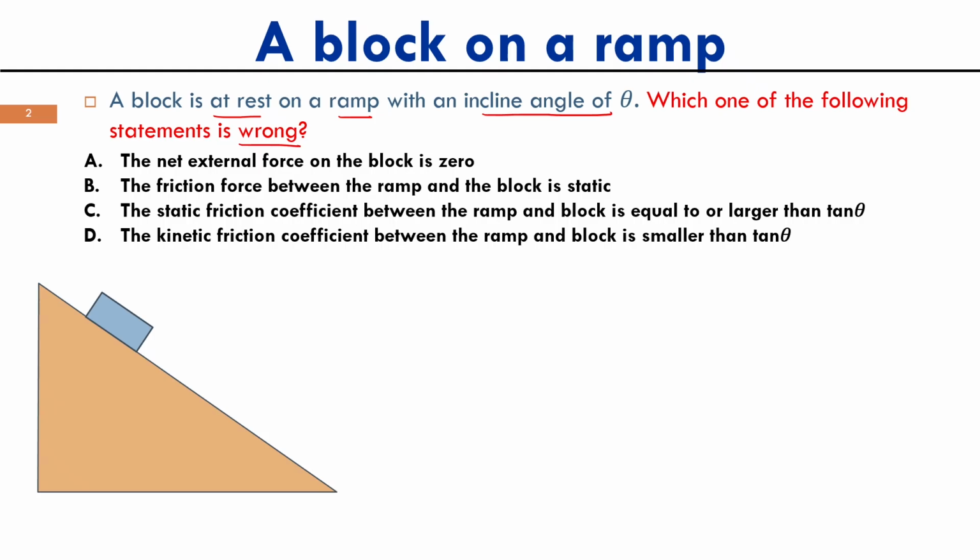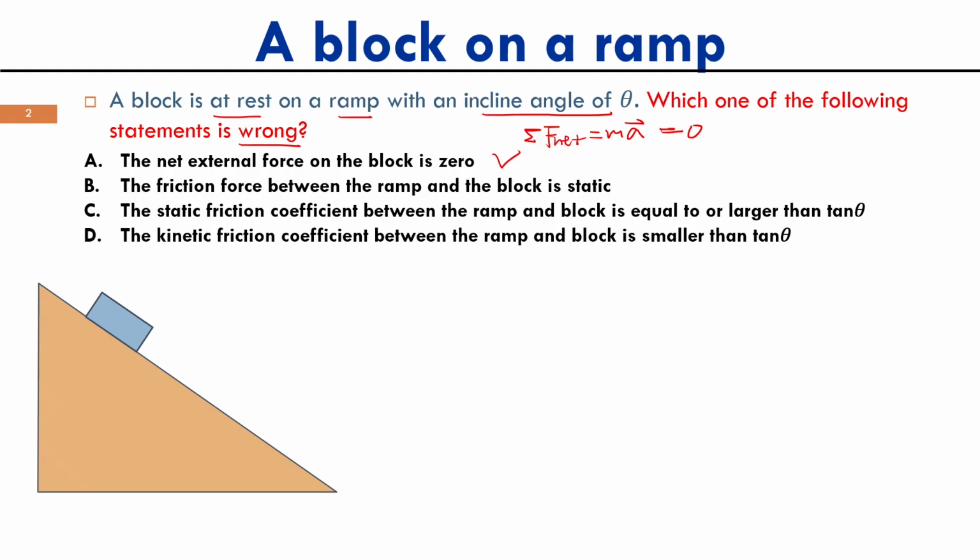Option A says the net external force on the block is 0. Based on Newton's second law, sigma F net equals mass times acceleration. Because the block is at rest, the acceleration is 0, so the net force should be 0. So this statement is correct.